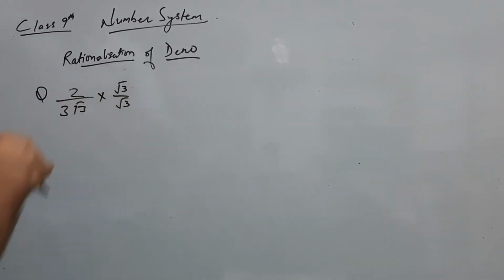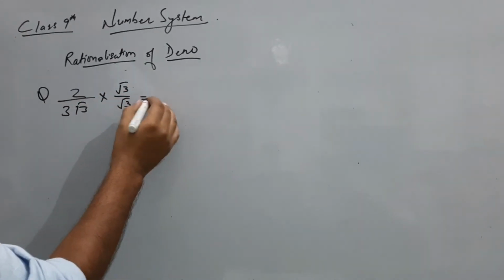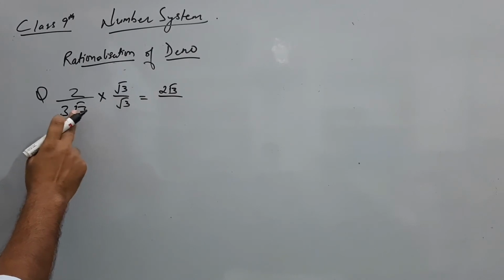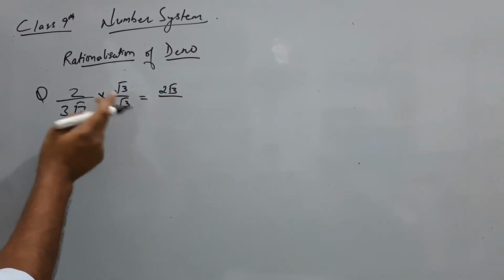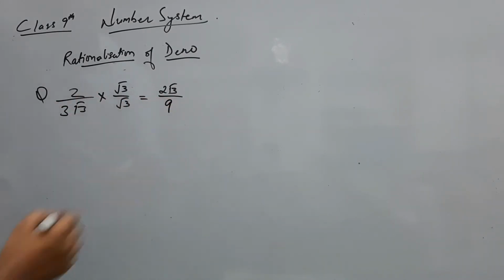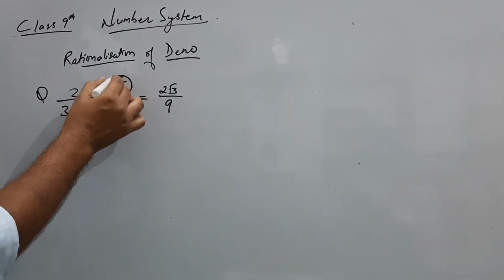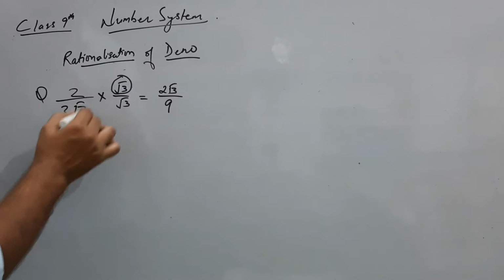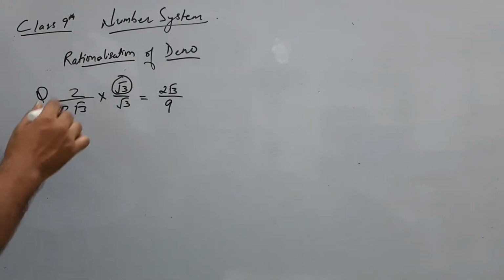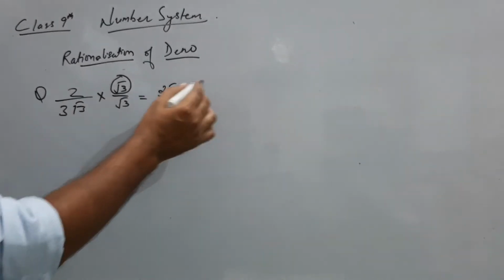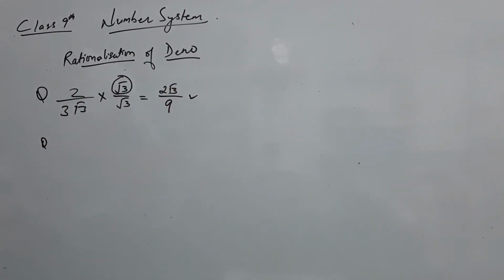This multiplication is also called conjugate multiplication. So on multiplying 2 into root 3 we get 2 root 3. On multiplying root 3 into root 3 is 3, and 3 times 3 is 9. So this is the rationalization factor of this whole question. Only root 3 is the rationalization factor of this question. And what is the answer? This is the answer. Let us see another question.